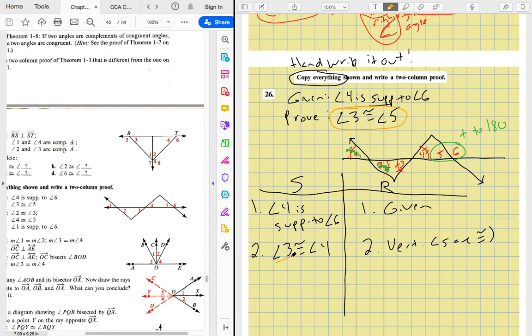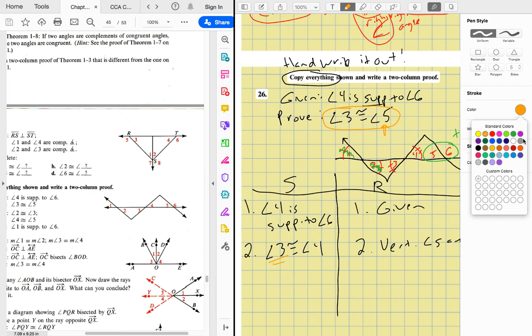So now I'm saying something about angle 3. That's good. Now I'm going to move my attention to angle 5 here. What can I say about angle 5? What can I say here? What am I allowed to say? So I don't have anything. I'm not building forward at all here. I mean, angle 4 is supplementary to angle 6. I could use the definition of supplementary there, but I'm not going to. I don't need to in that particular proof.